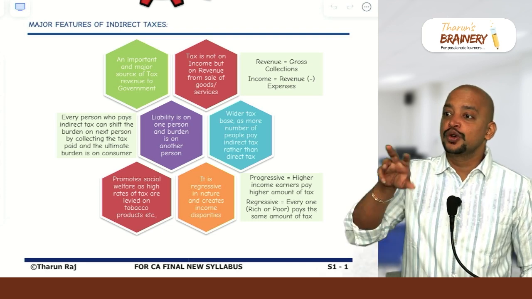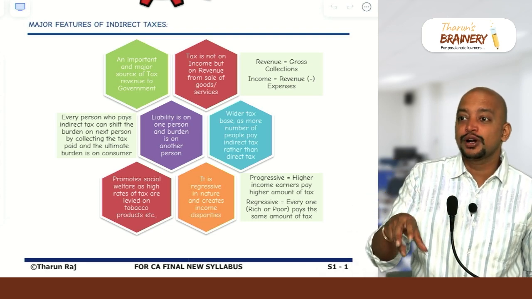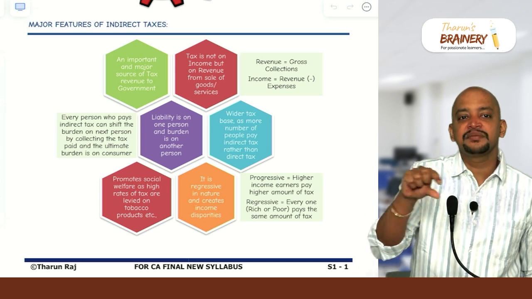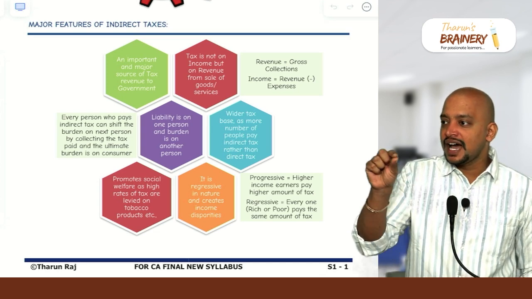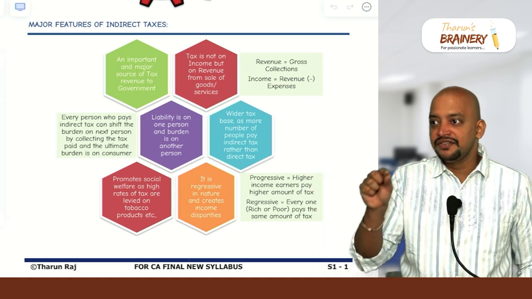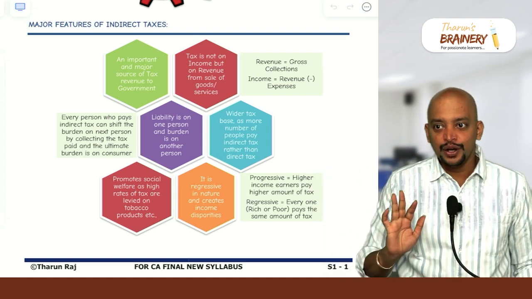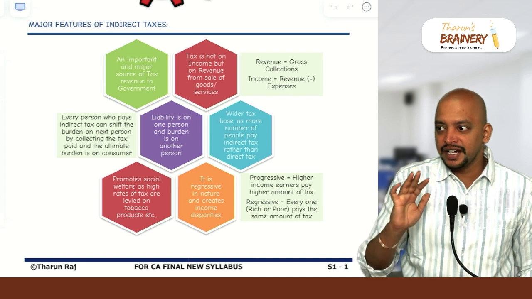because land and building will not be treated as goods. Right now we are dealing with what tax? What is the tax name that we are dealing with? Goods and services tax. Will land and building come under goods? No. So there is no GST on land and building.